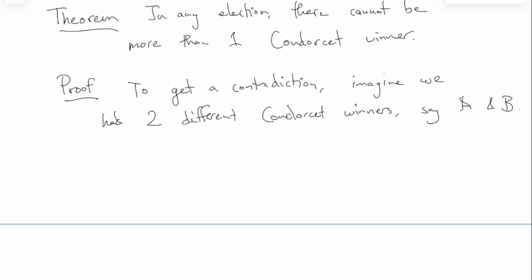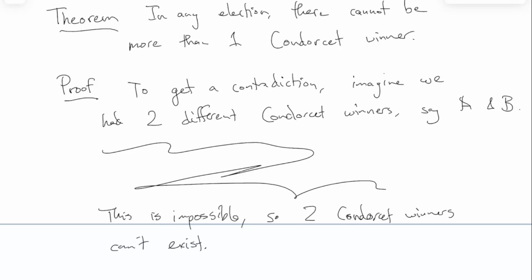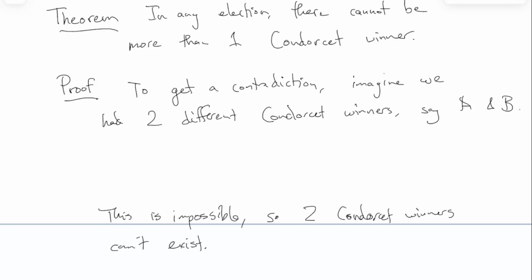So I'm going to sort of, don't write this down, but I'm going to say, you say a bunch of stuff here and then you conclude, this is impossible. So two Condorcet winners cannot exist. That's the idea of how we're going to make this happen. We got to fill in the blank. And it's not that hard in this case to fill in the blanks here.